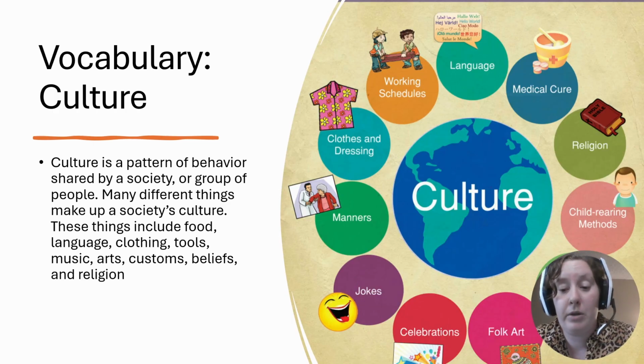Our first vocabulary word in the lesson is culture. I took the definition off of Kids Britannica. Culture is a pattern of behavior shared by a society or a group of people. Many different things make up a society's culture. These things include food, language, clothing, tools, music, arts, customs, belief, and religion. Then I do have a nice image off to the side that represents all those same ideas and is a little bit more pictorial for some of my lower students that might not understand some of the words being said.